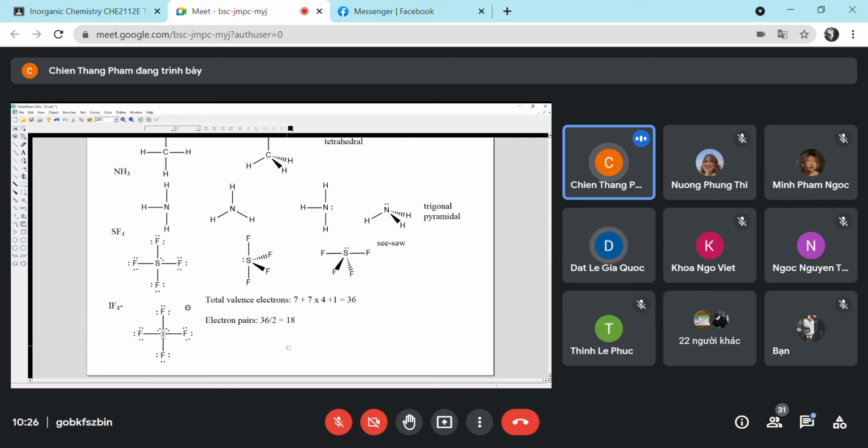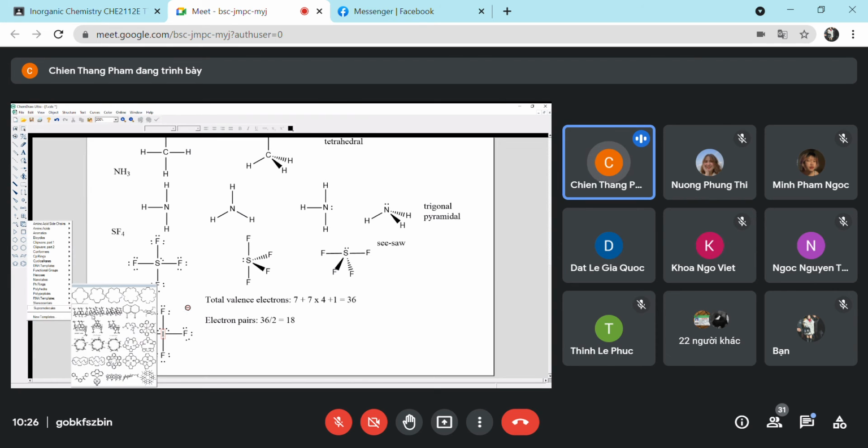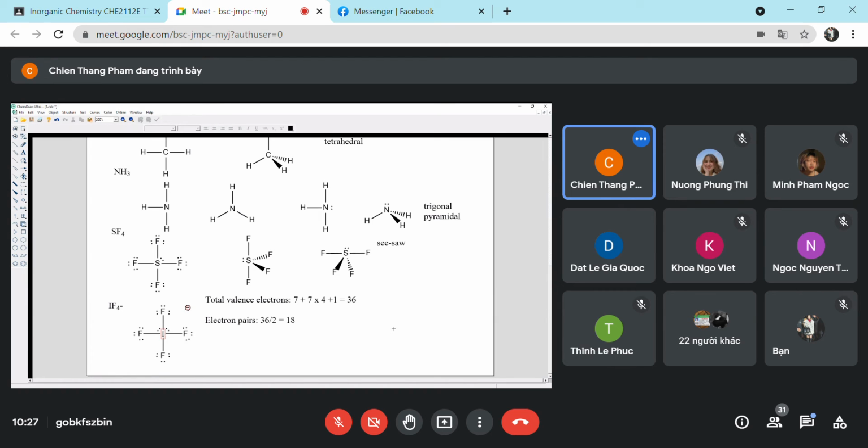What you can find from the tables is octahedral. So 8 electron pair is octahedral. This one is the basic shape. The 6 electron pair, now iodine in the center.